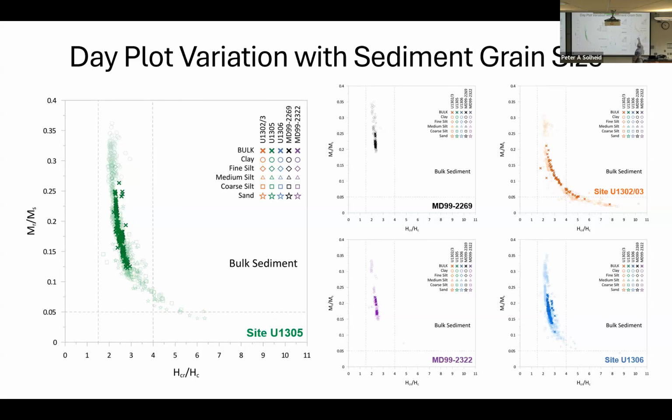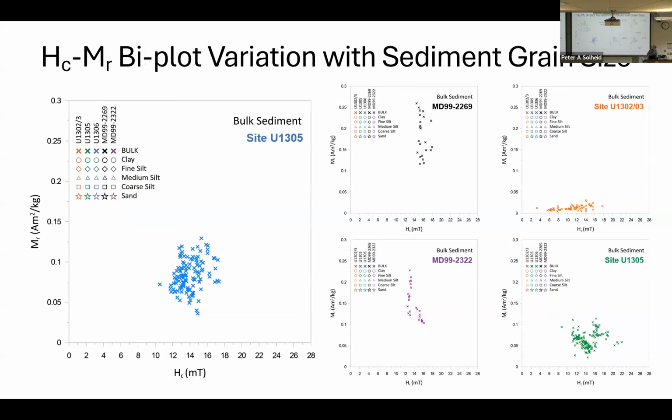The further you get away, even out into the Labrador Sea, things look very different. So source is obviously playing a big part in driving some of this change. We can look at a different plot. Here we've just got coercivity on the x-axis, and then remanence on the y. And this can start to show what the coercivity and the mineralogy of some of these things are, but also how its concentration changes with the different grain size fractions.